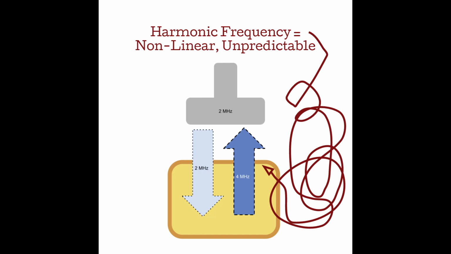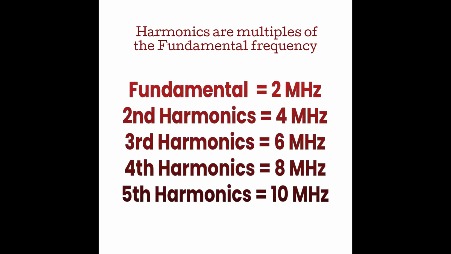However, when the waveform becomes unpredictable or nonlinear, a harmonic frequency is created. Those harmonic frequencies are derived from the fundamental frequency. Harmonic frequencies are multiples of the fundamental frequency. They come in odd and even harmonics, and it's as easy as just multiplying the harmonic number by the fundamental frequency.